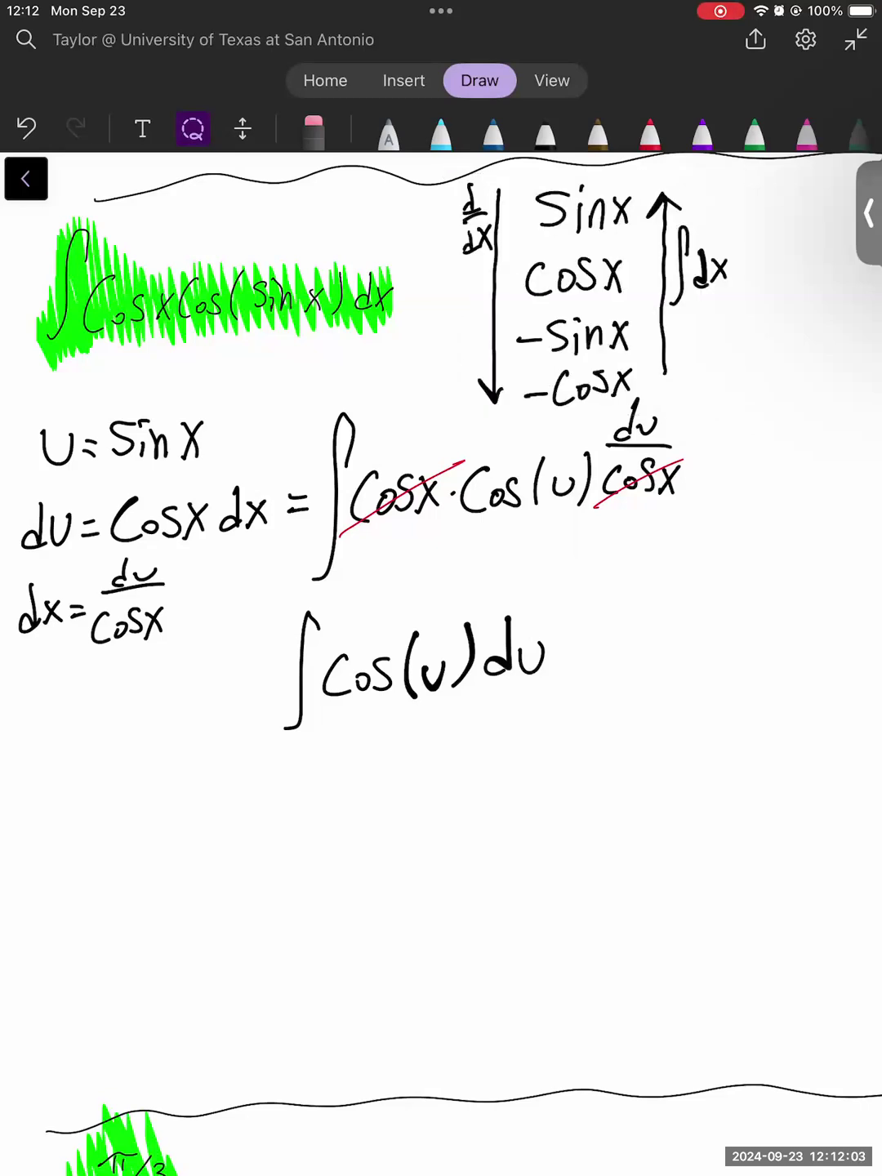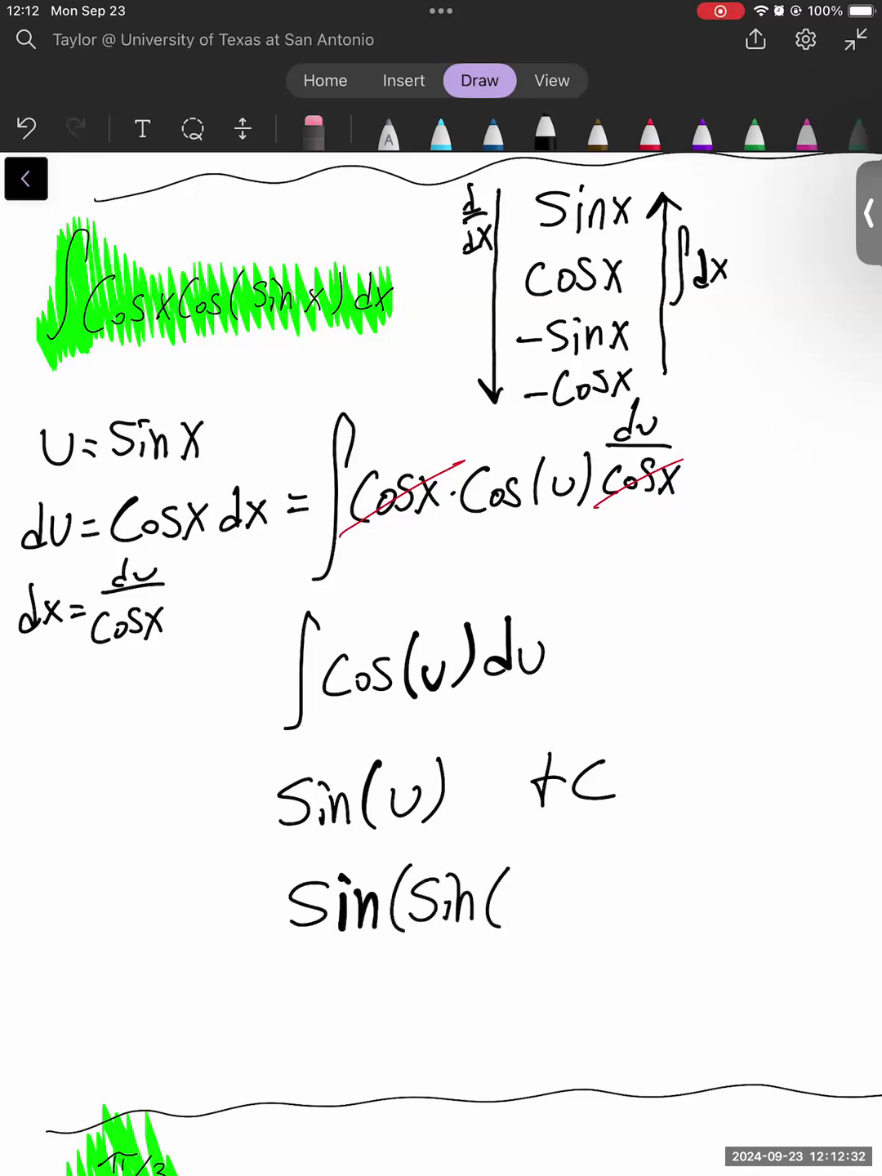Okay, so you said sine of x, correct? Yes. Cool. So I've got sine of x, sine of u plus c. Substituting my u back in here, I get that this equals sine of sine of x plus c. We all agree? Yes. Cool.